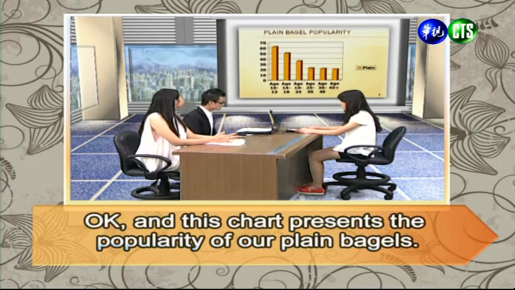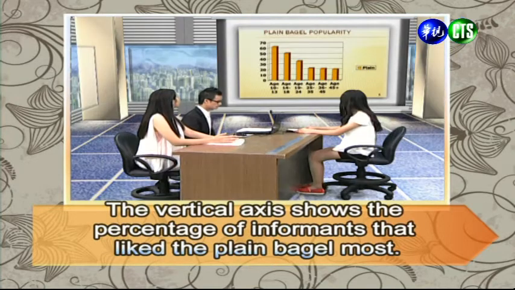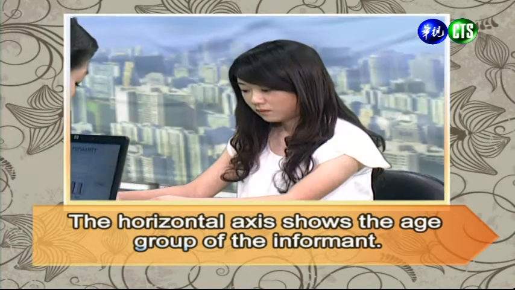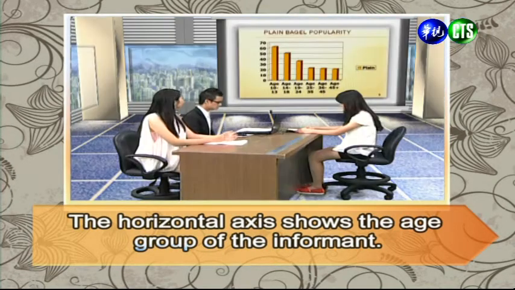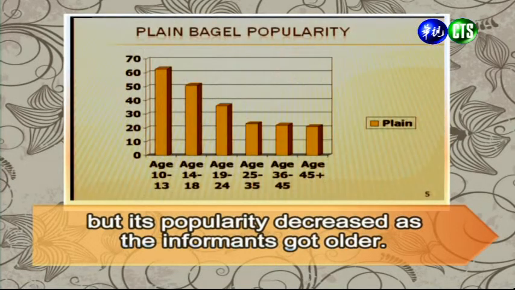Okay, and this chart presents the popularity of our plain bagels. The vertical axis shows the percentage of informants that like the plain bagel most. The horizontal axis shows the age group of the informants. You can see that the plain bagel was extremely popular among younger informants, but its popularity decreased as the informants got older.